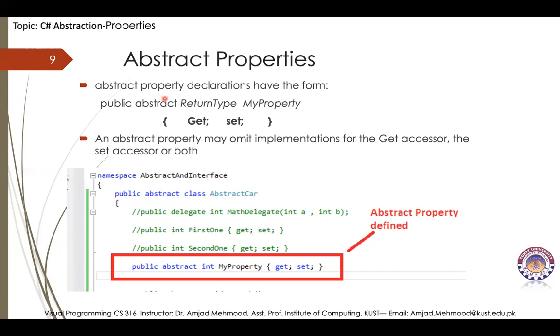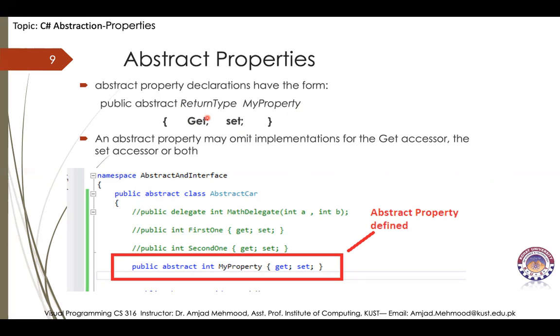So here you can see that an abstract property declaration has the form: public abstract return type, my property. This is the access modifier, this is a modifier, this is the return type, and this is the name of my property. You can name it anything you want. Here I have named it my property. As you know, each property has two bodies, get and set. So here we have get and set, and they don't have bodies because we are not setting anything and we are not getting anything.